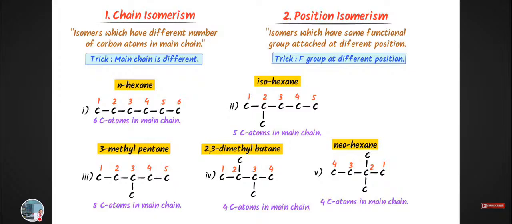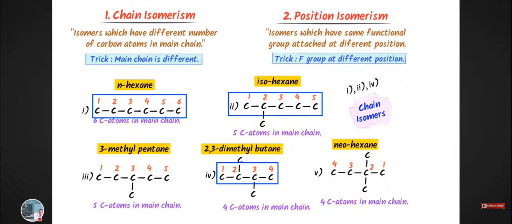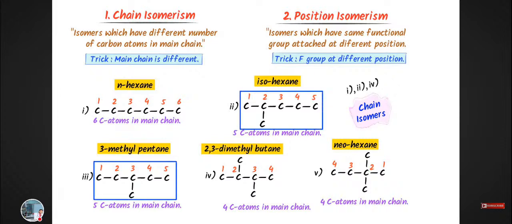Now listen carefully. 1, 2 and 4 are chain isomers. Because the first isomer has 6 carbons in its main chain, 2 or 3 has 5 carbon atoms in its main chain. So we call it chain isomers. Secondly, we can see that second and third have 5 carbon atoms in the main carbon chain. They are not chain isomers.